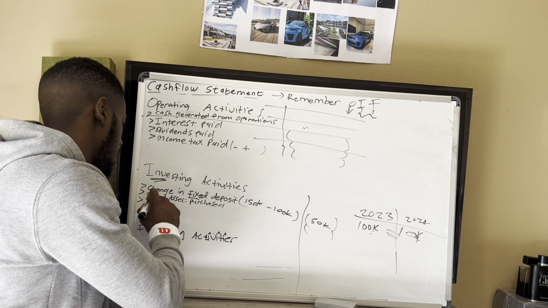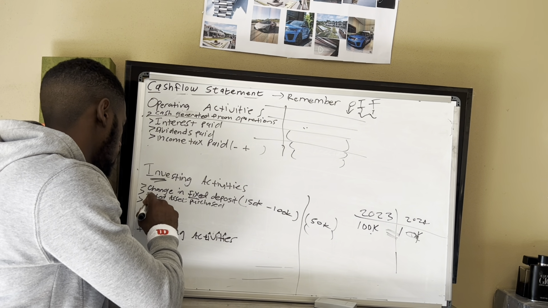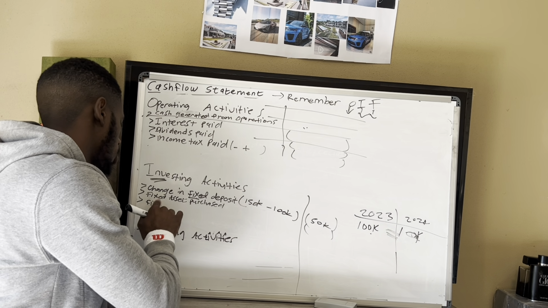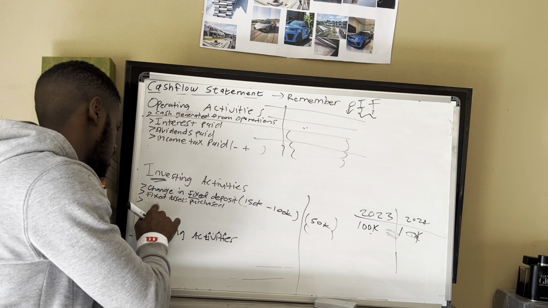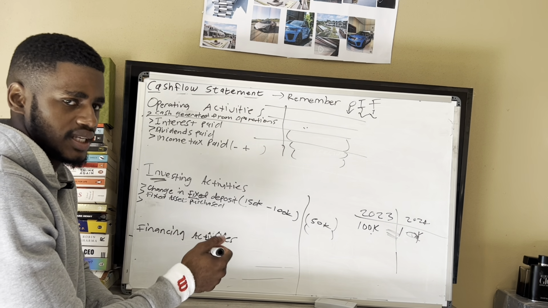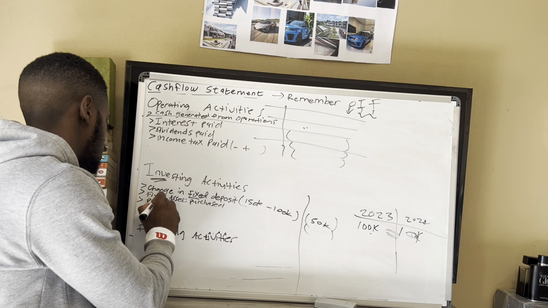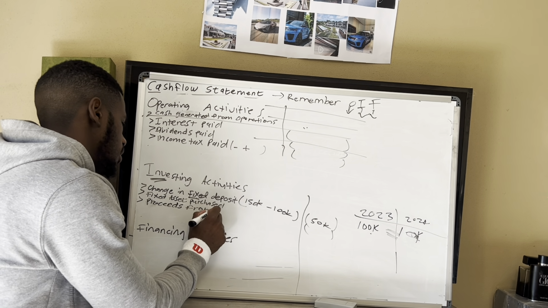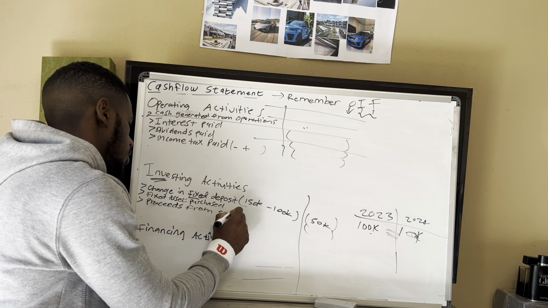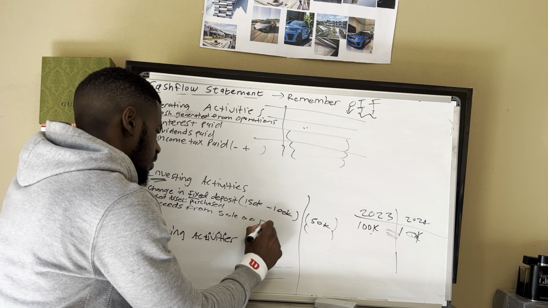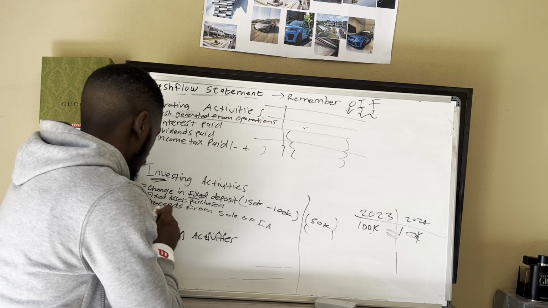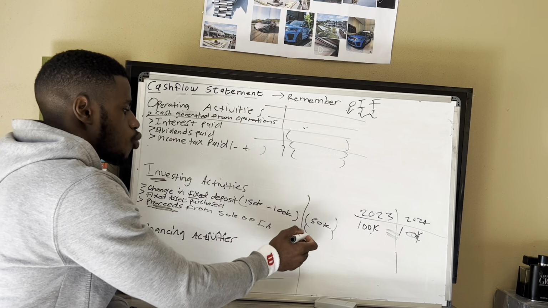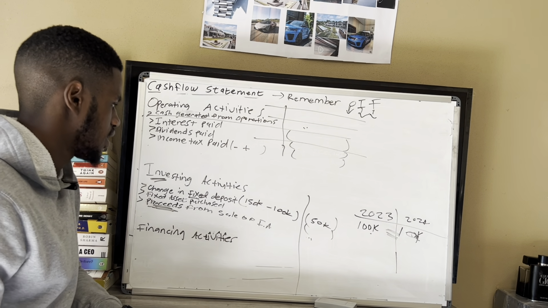Then the second one, we can also sell fixed assets. When we sell, we will be receiving money. We'll call that money proceeds from sale of fixed assets. Remember, this is the money that we'll be receiving, so it won't be in brackets.